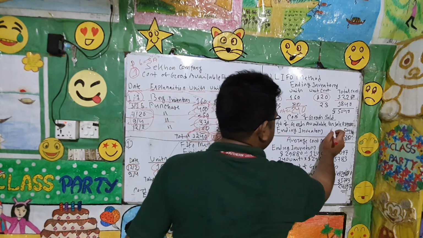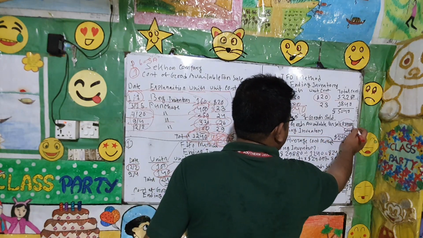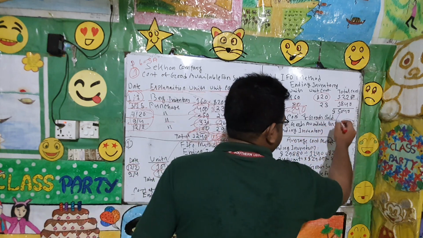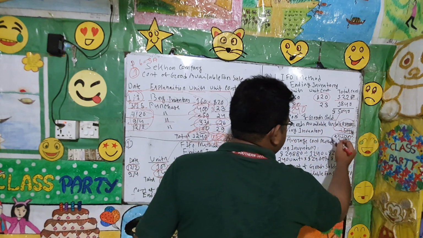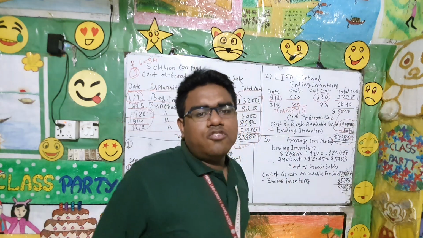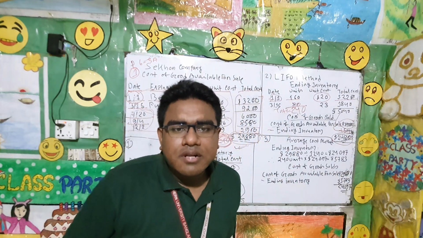Now the cost of goods sold calculation is same as FIFO. Cost of goods available for sale 29,880 minus ending inventory, this one, you will get 24,840. That's the cost of goods sold under LIFO.